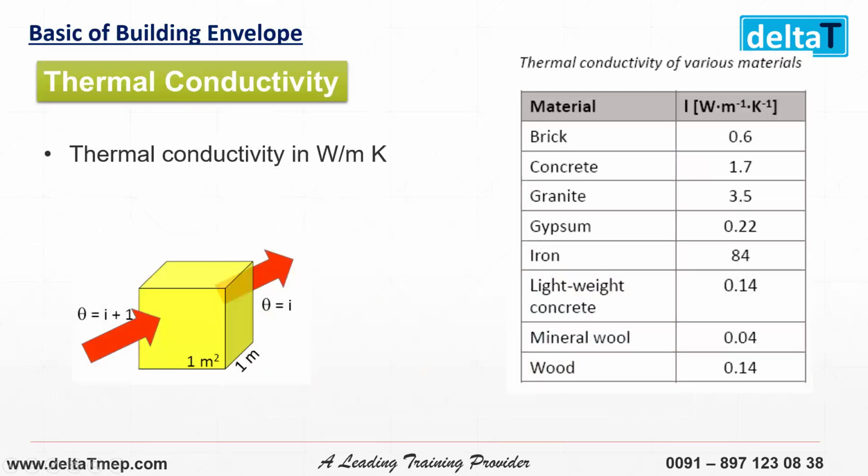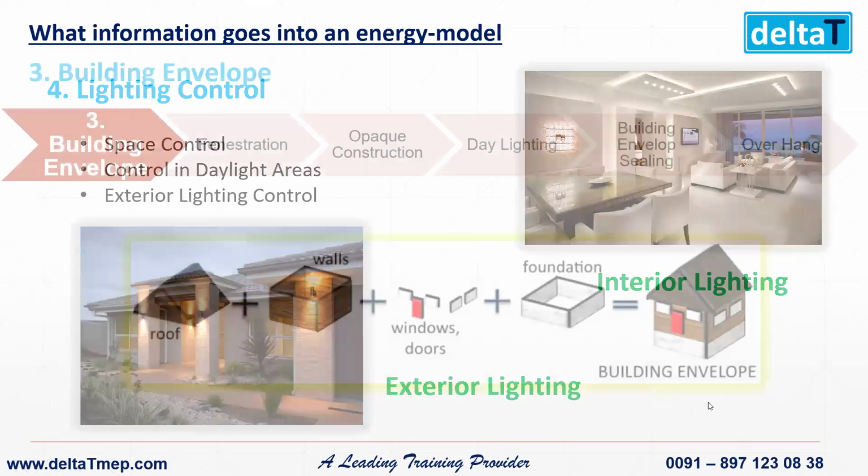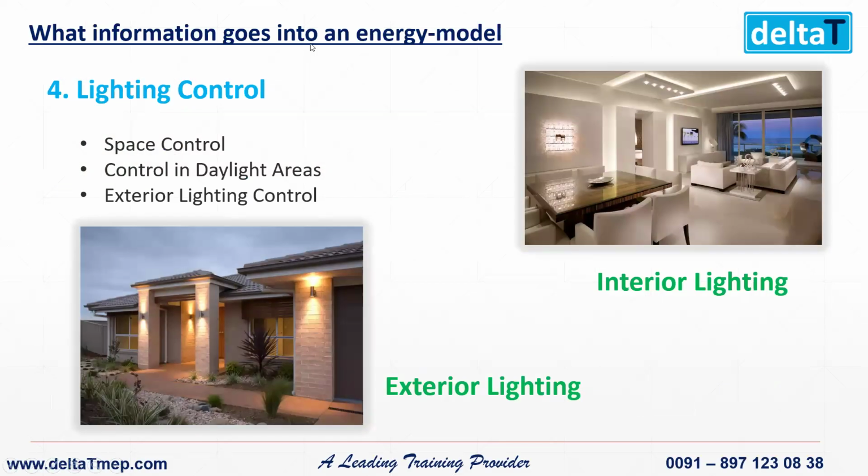Next one is about lighting control. I have discussed building envelope, right? Now I'm talking about lighting control. In this, we have space control, internal lighting and exterior lighting. So space control: if someone is coming, the light should automatically switch on. If someone is not there, it should switch off.